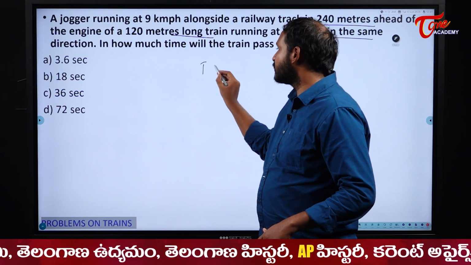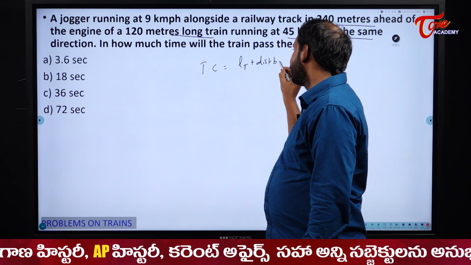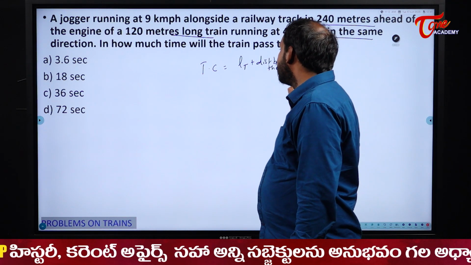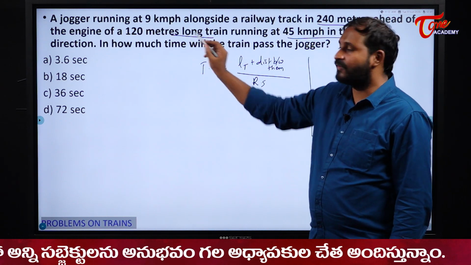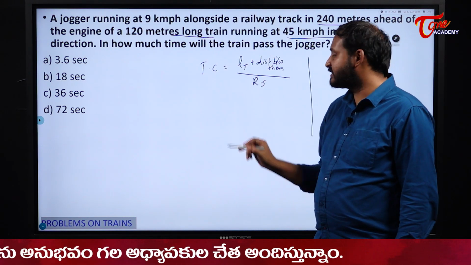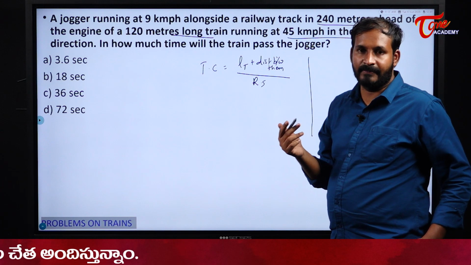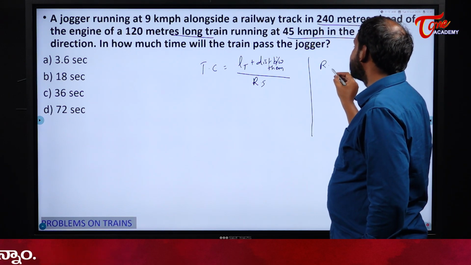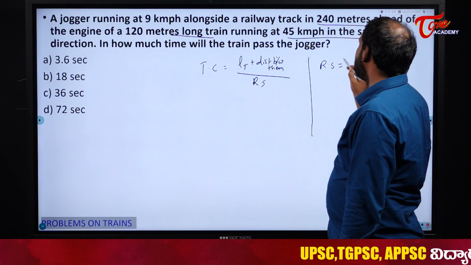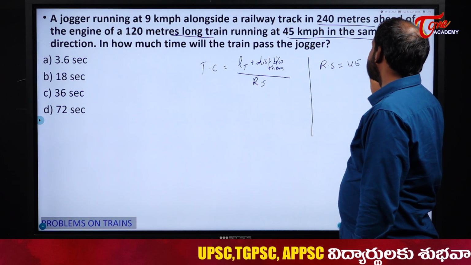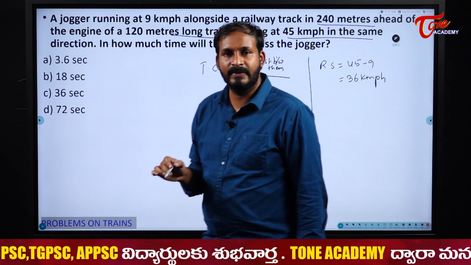Now, time taken to cross in this case will become what? Length of the train plus distance between them, divided by relative speed. Length of the train was mentioned, distance between them was also mentioned. Now, when it comes to relative speed, those are in kmph, right? So please convert it into meter per second first. Same direction, if two objects are moving in the same direction, what happens to their relative speed? Their difference will become the relative speed. So it will become what for us in this case? 45 minus 9. That is what? 36 kmph.